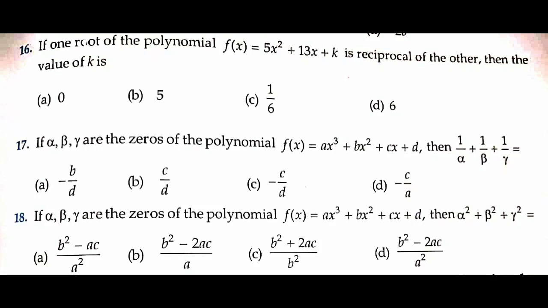Now putting in the values using the formulas for the cubic polynomial, alpha + beta + gamma, that is the sum of its zeros, is equal to -b/a, and the product of its zeros taken two at a time is equal to c/a.